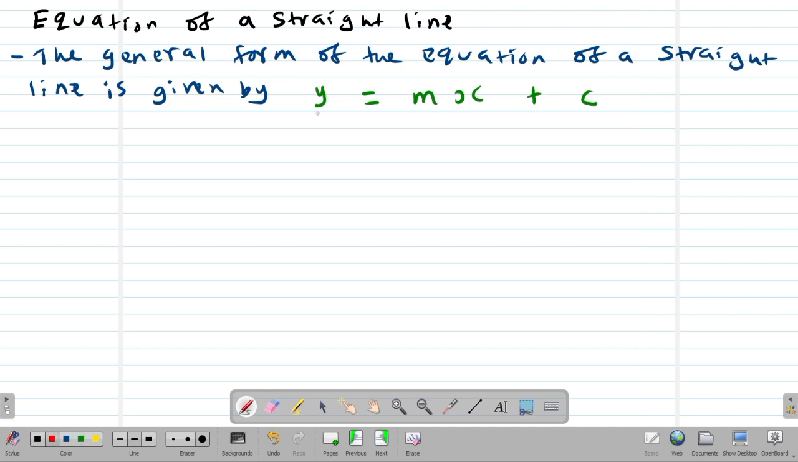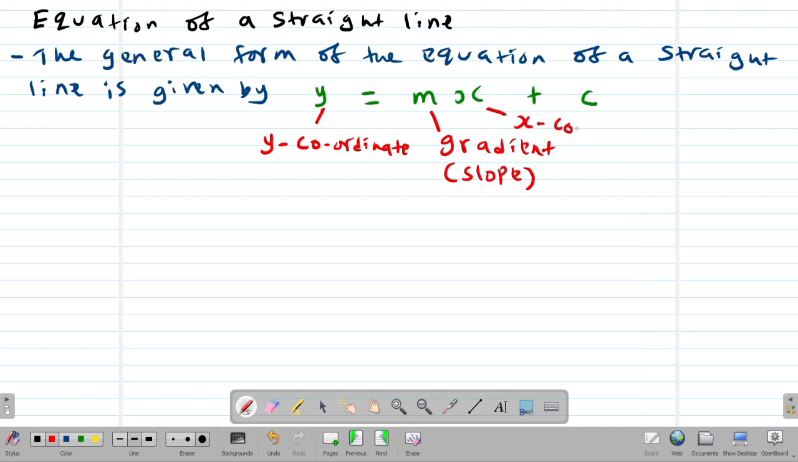The y usually stands for the y coordinate of any given point that is satisfying that particular line. Then m usually represents the gradient of that line, also called the slope of a given line. Then x usually represents the x coordinate of any given point on that line. Then c usually represents what we call the y-intercept.